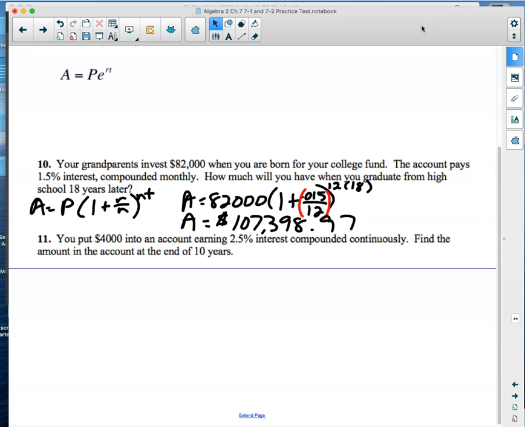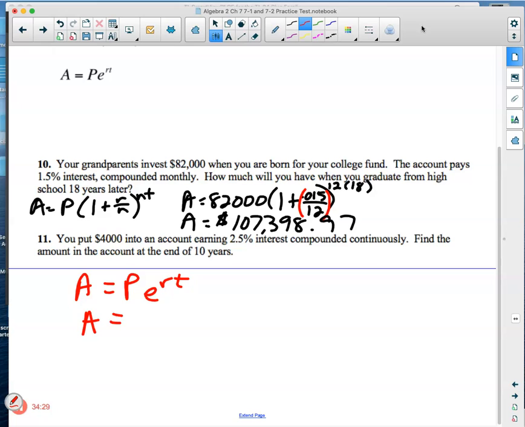All right, number 11. We should know which formula we're going to have to use because there's one we haven't used yet, right? You put $4,000 into an account earning 2.5% interest compounded continuously. Find the amount in the account at the end of 10 years. It said compounded continuously. Which one is that? The one with E, the stinky green shampoo formula, the PERT. All right, how much did they put in? $4,000.